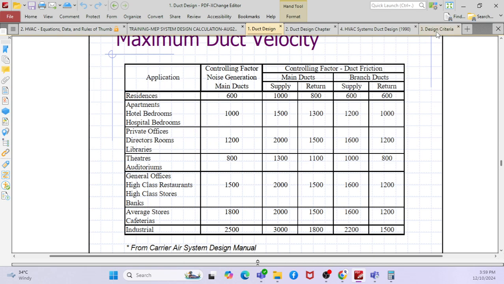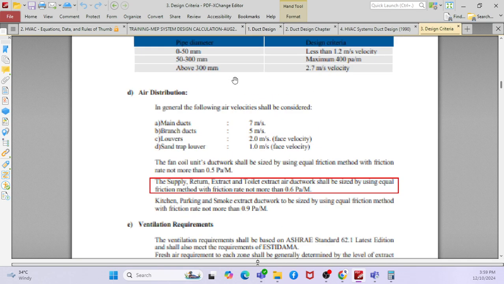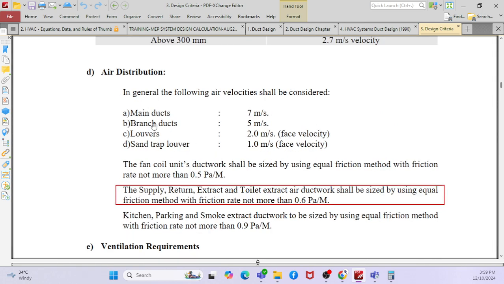Say for example, this is one of the projects where you can see the duct sizing, the air distribution sizing. Starting from the main duct, you can go up to 7 meters per second. This is based on this particular table only. And the branch duct, you can go 5 meters per second. Then the louver, sun trap louver, everything is based on ASHRAE.